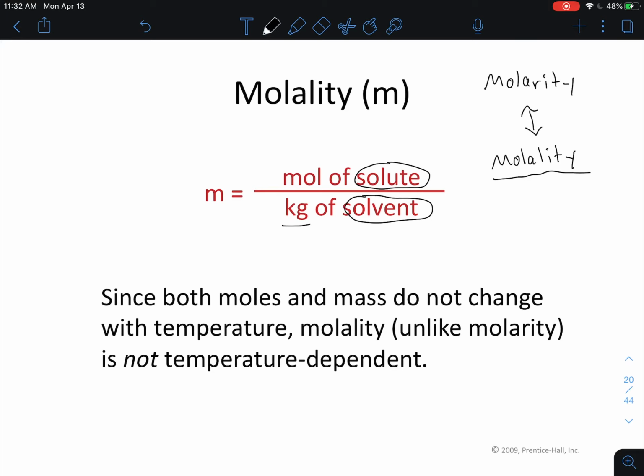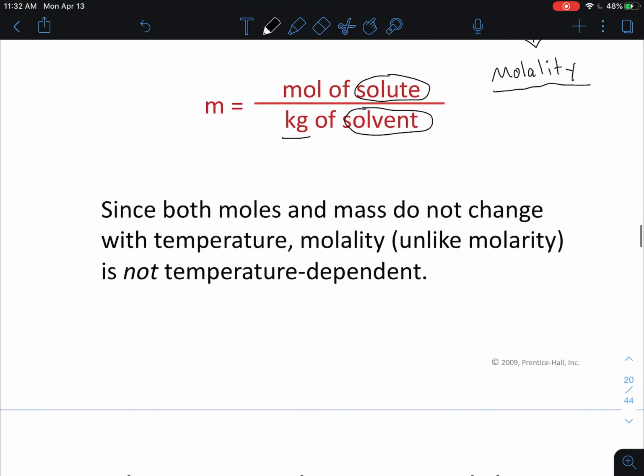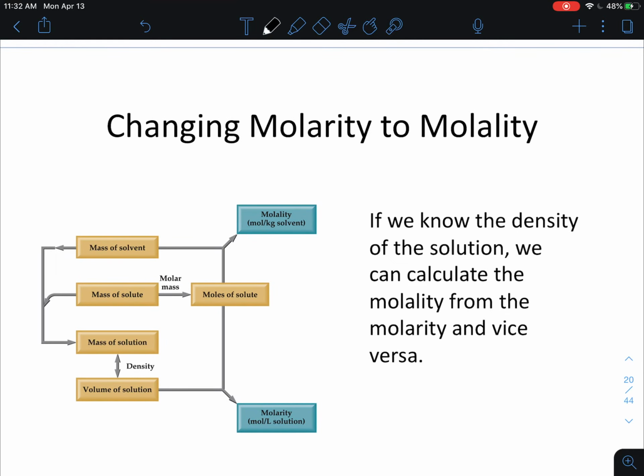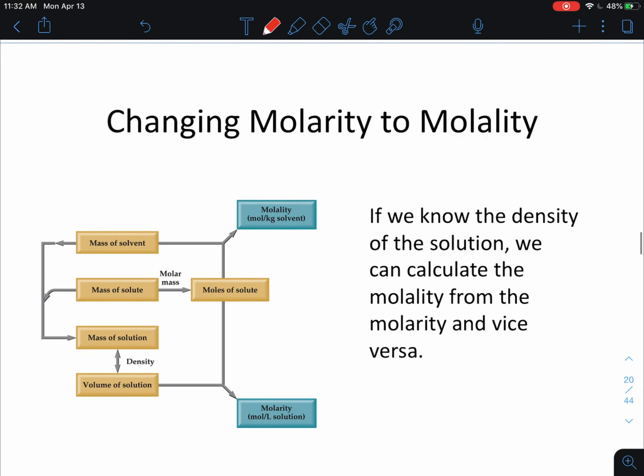So, like I said, one of the most helpful things to be able to do is, knowing the molarity of the solution, be able to figure out the molality of the solution if we want to switch over to that. All right, so here's a flow chart that describes the process for doing this. And honestly, the flow chart makes it sound more complicated than it actually is. So the values that you'll need are the density and the solution volume.